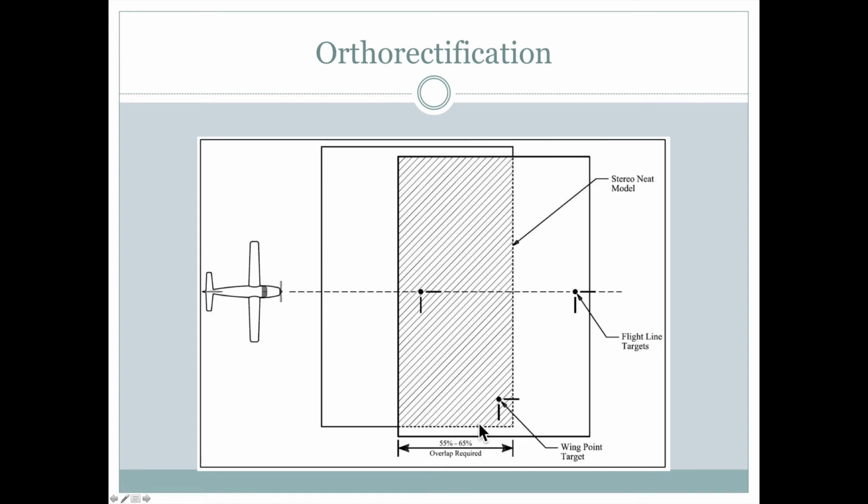These flight paths, or the way that the photos are set up, is typically to have 55 to 65% overlap, so that now this whole area here, we can use that area that's stippled with a process called orthorectification to put everything back in its proper position and get rid of relief displacement.